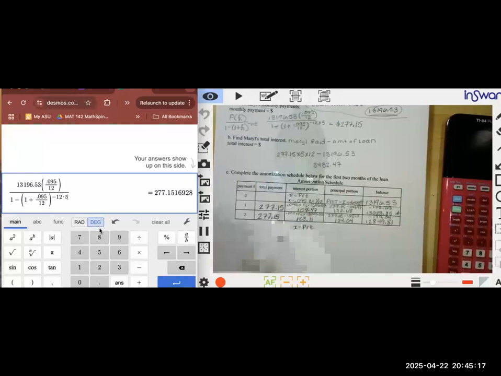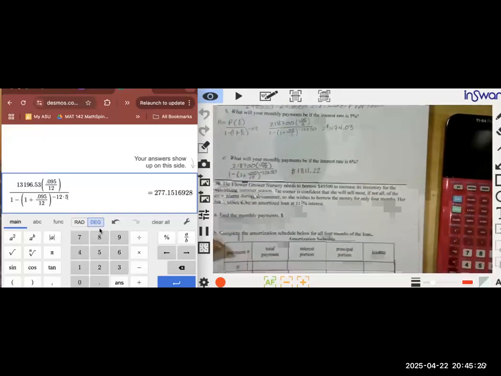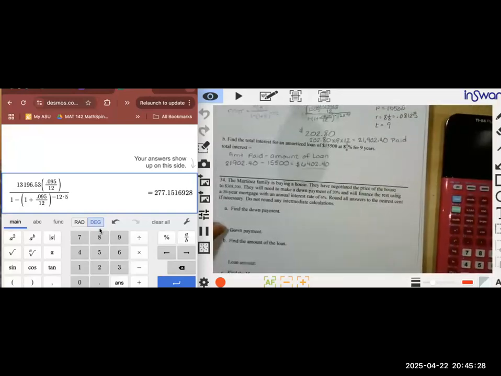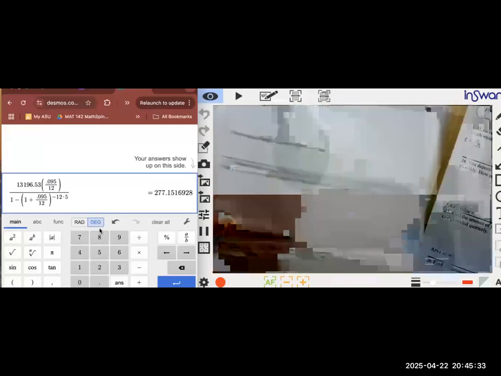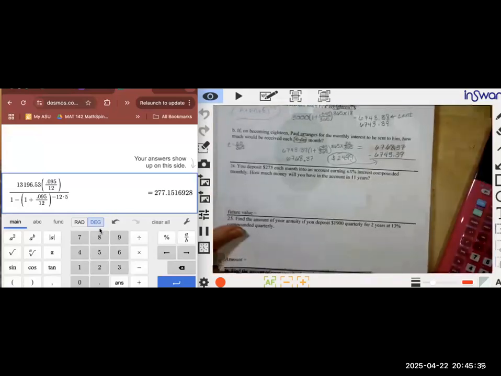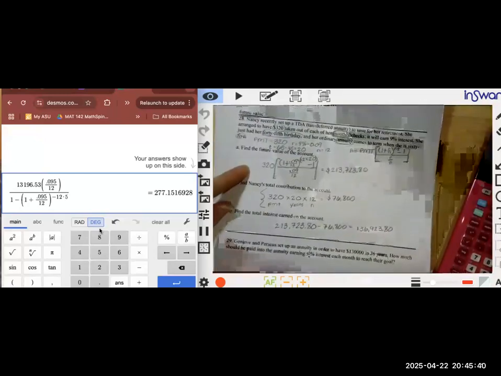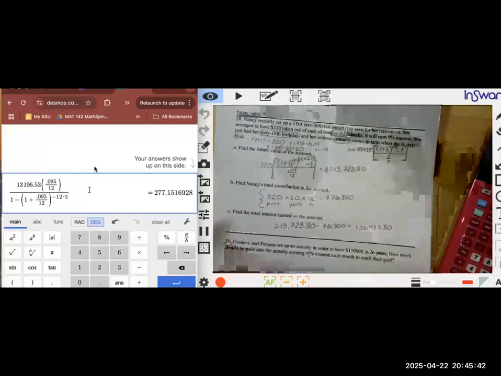Any other problem types that you want to see typed into the calculator? Do you want to see an annuity typed into the calculator? Has to be. Did we do an annuity? Yeah, we did an annuity, didn't we? Here's an annuity.